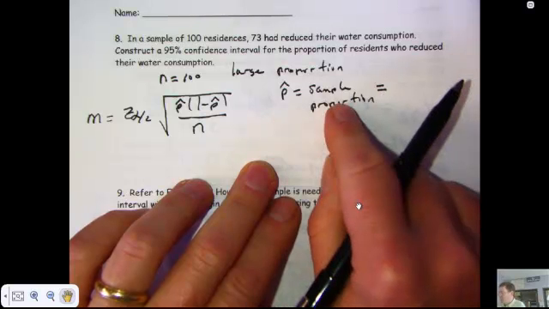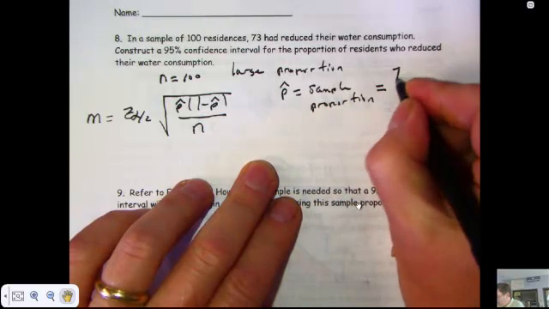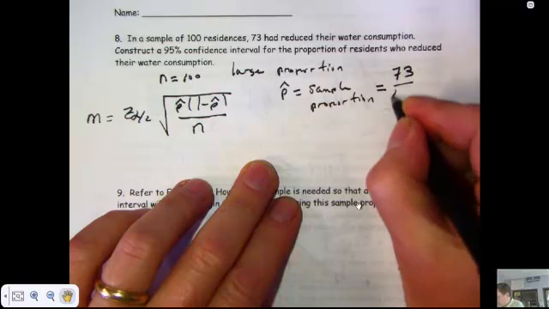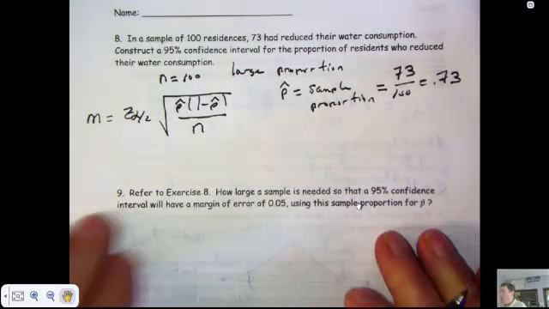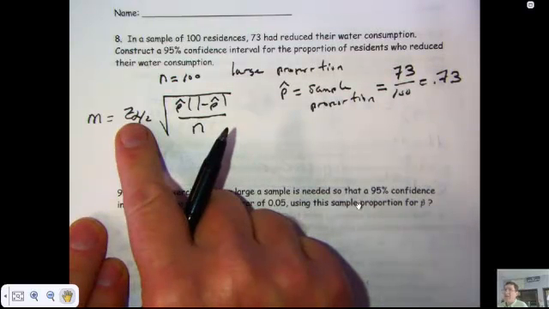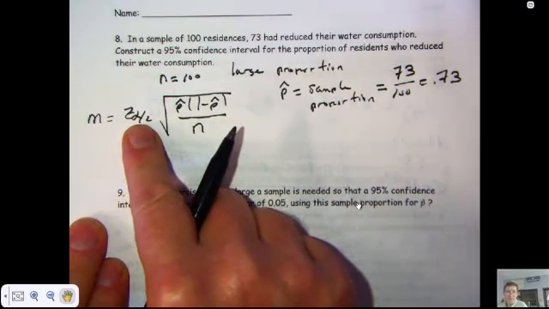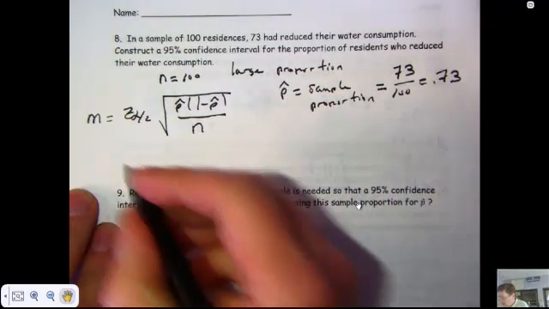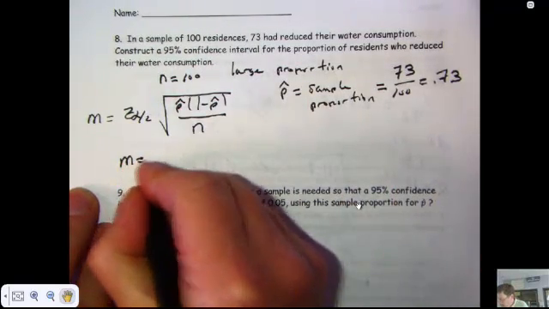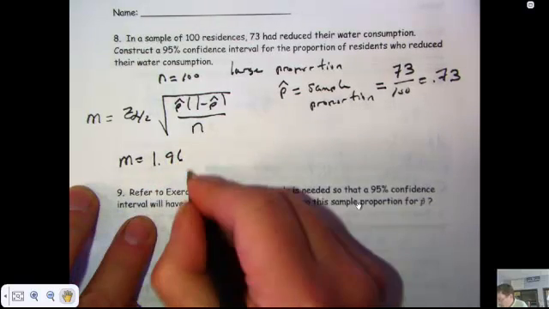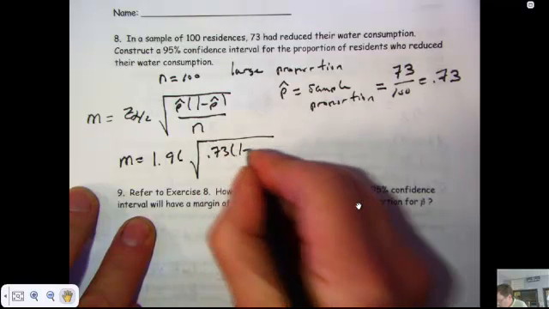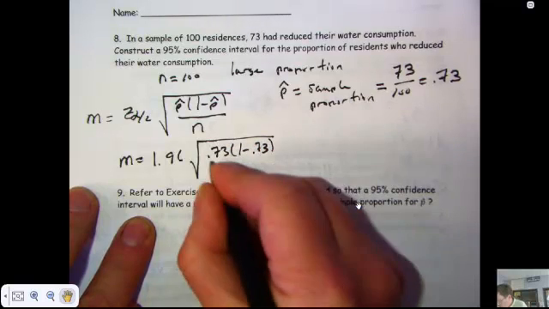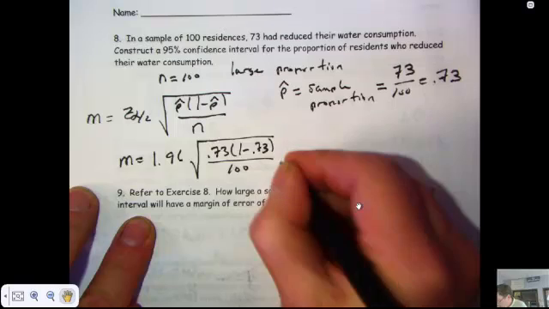P hat is my sample. We had 73 out of 100, right? So that's 0.73. I also, of course, need to find z of alpha over 2, but what's that going to be? Again, it's 1.96 for a 95% confidence interval. So m is going to be 1.96 times the square root of 0.73 times 1 minus 0.73 divided by 100.